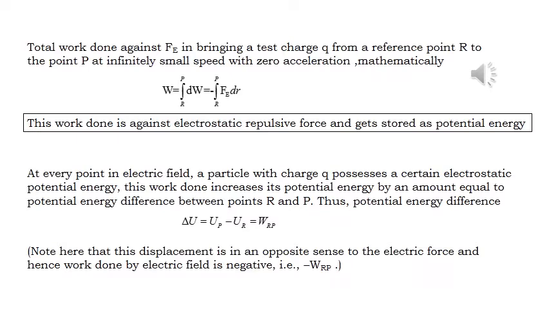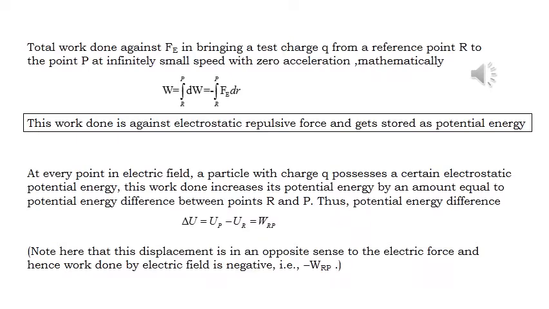R means reference point, P is the position vector. W_RP is equal to minus the integral from R to P of F_E dot dr. From this comparison we can conclude one thing. Look at the point given as a note here. The displacement is in the opposite sense to the electric force, so the work done by the electric field is negative.